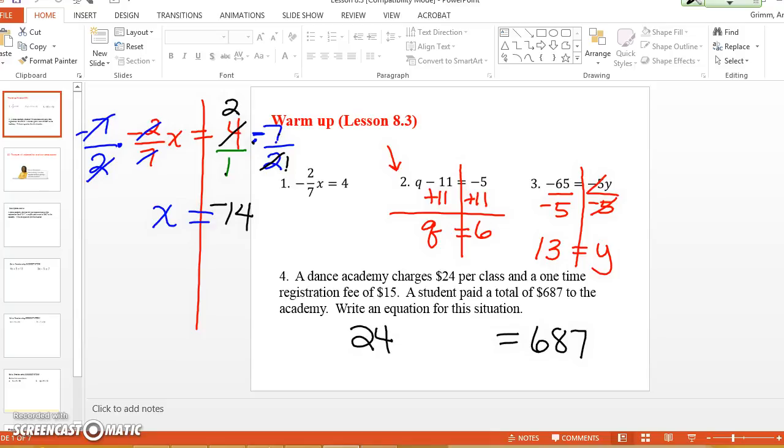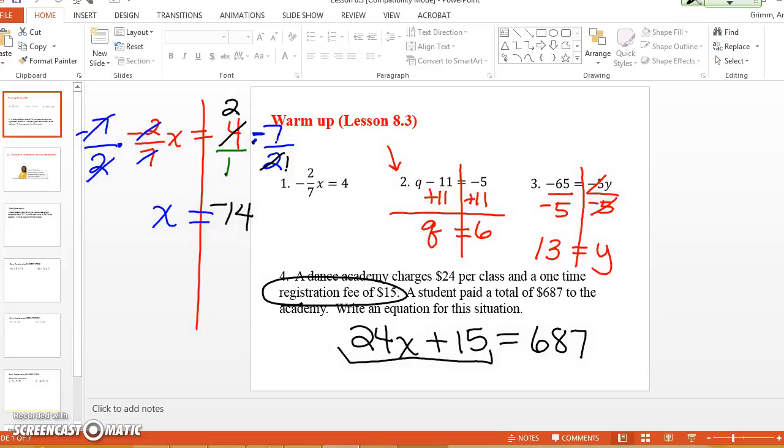You said it's 24 every single time, but it's a one-time registration fee of $15. So plus the $15. And if you put all of it together, you should get the 687. So there's your equation. If you have those two reversed, it's fine. Yes, Griffin. I'm saying that's what has to equal 687. Okay? All right, so we're going to take equations like number 4 and learn how to solve them today. That will be our next step in this.